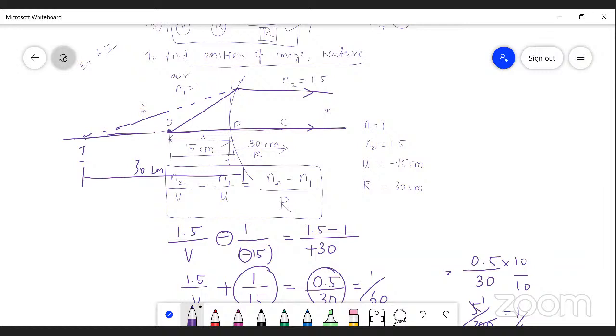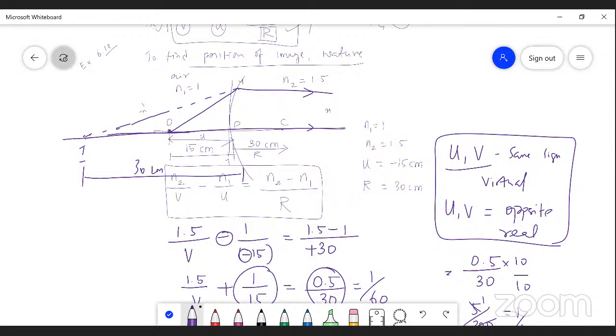Negative value. I give you one more clue. If U value and V value are on the same side, the image is virtual. And if U value and V value are on opposite sides, the image is real. Just memorize this, from the exam point of view. Very important: U and V on the same side means the image is virtual. U and V on opposite sides means the image is real. And the first example is completed.